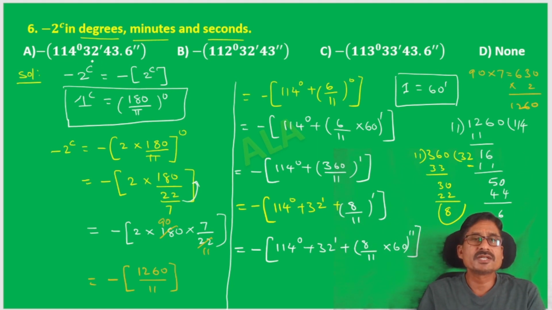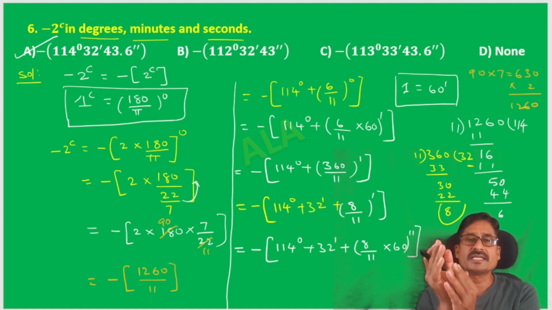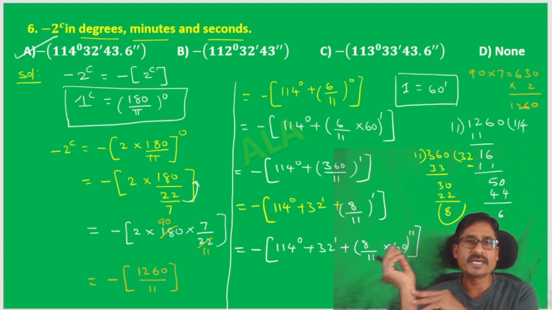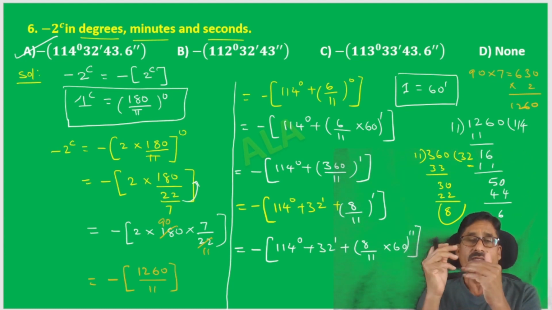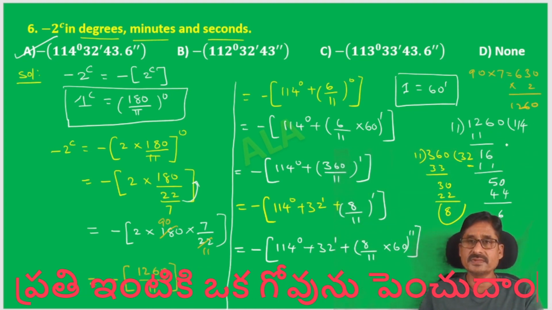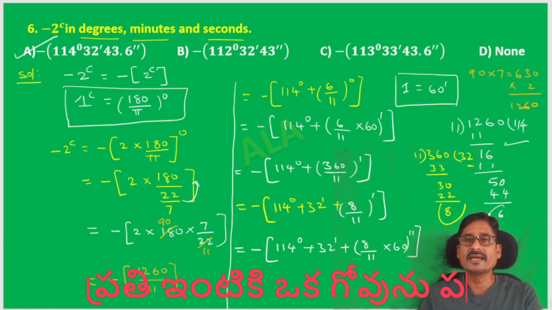(114 degrees 32 minutes 43.6 seconds). Option A is correct. Here what we notice, so that fraction is there, pi place we write 22 by 7, and cancellation is there, do it afterwards, and each and every step we divide it, that remainder by, here 6.